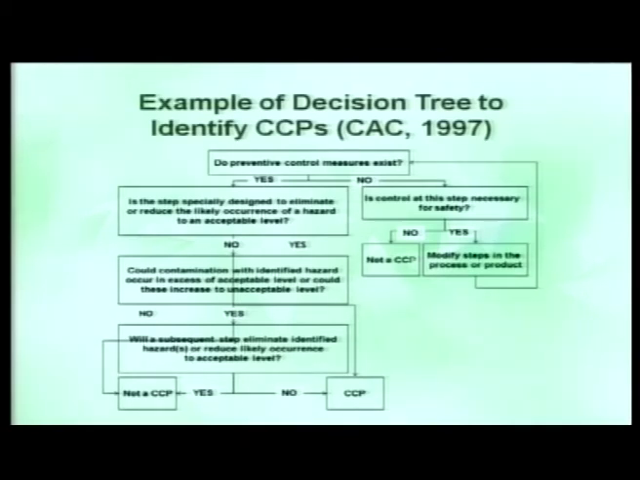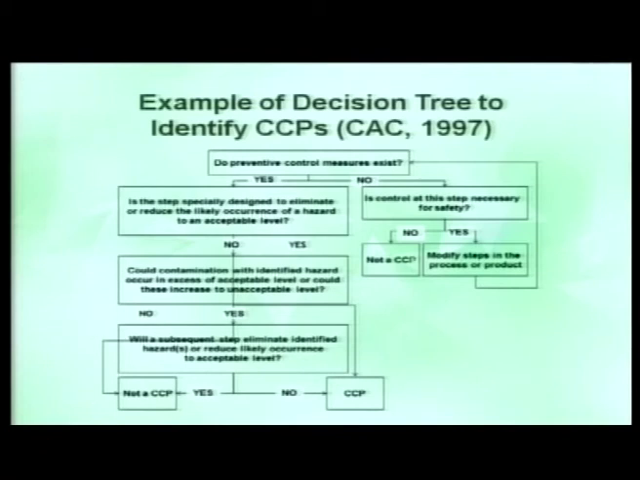When we start the decision tree, we consider one particular step. We say, do preventive control measures exist? The answer can be yes, or the answer can be no. In case there is no preventive control measure, that means the control cannot be applied. In that case, it is a simple thing that the control at this step is necessary. Yes, then you modify the step in the process so that you can have an appropriate preventive control measure.